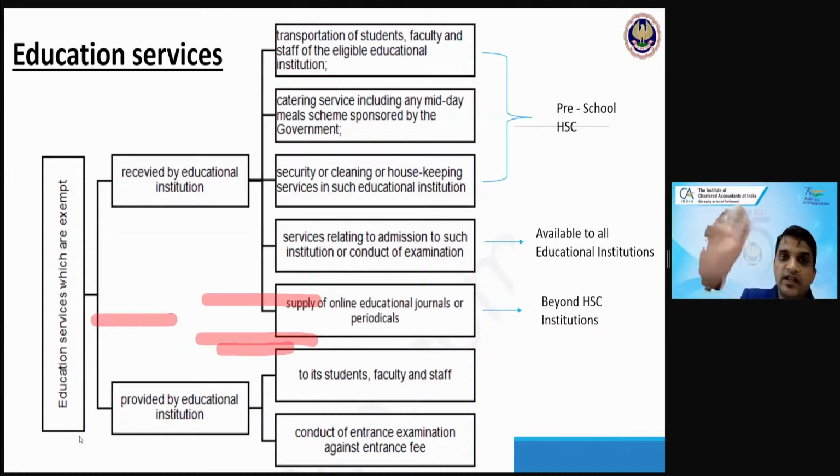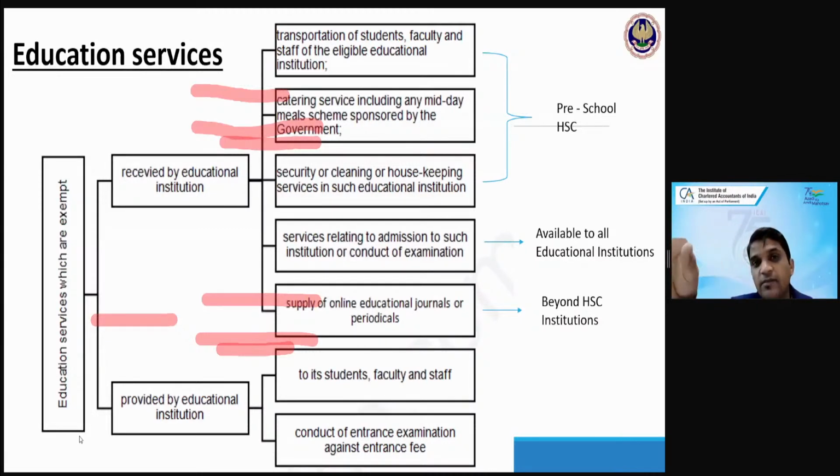Now, these are the services which an educational institution provides, but the services we provide to the educational institution can also be exempted. Now, what are those services? They are specifically mentioned in various categories. One is transportation of students, faculty and staff, the bus charges, the van charges, that is exempted. Catering services, including any midday meals. So it's not restricted to midday meals. It says including midday meals. Apart from that, any other scheme also, if you are a caterer providing food to a school, then you don't have to charge GST. That is exempted.